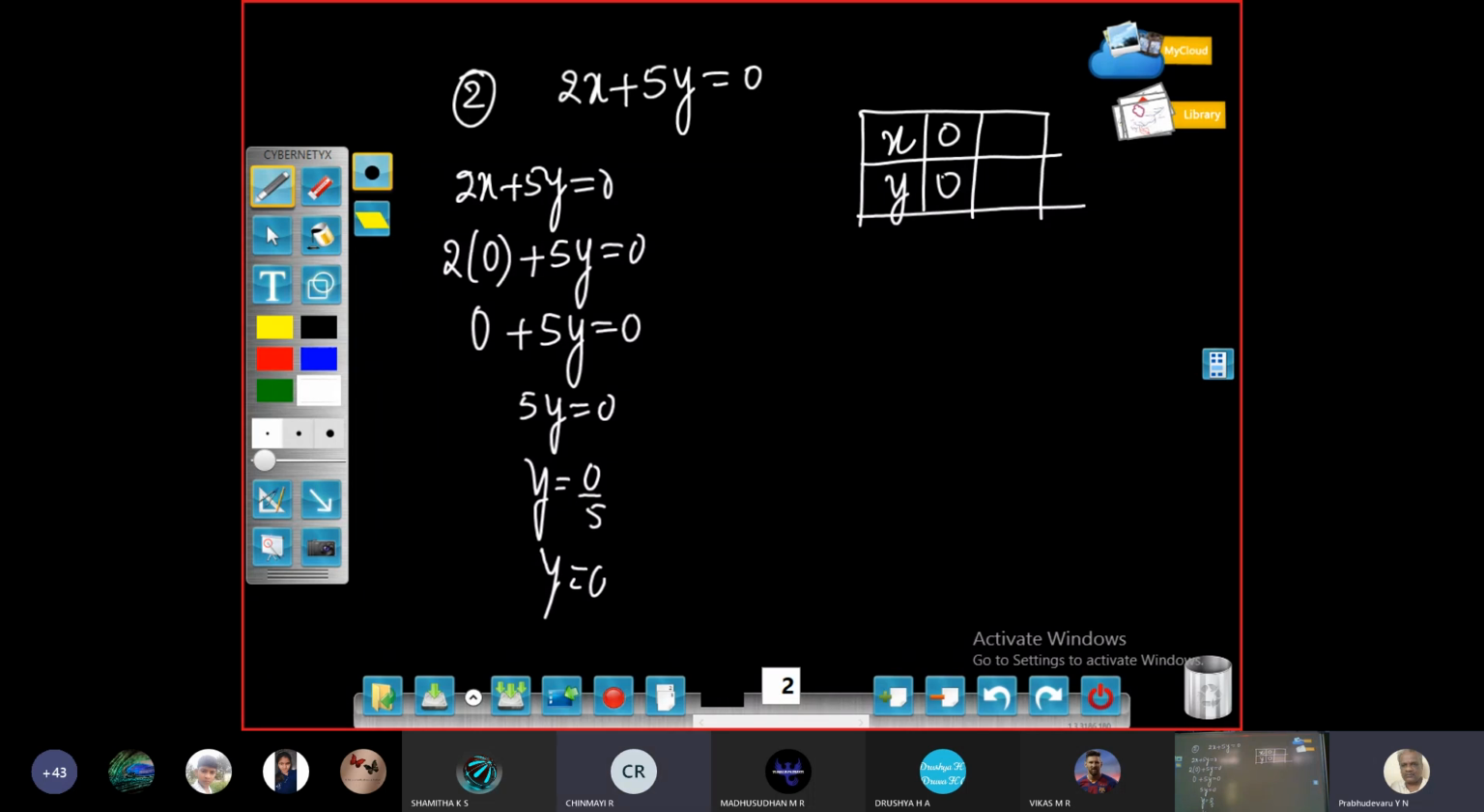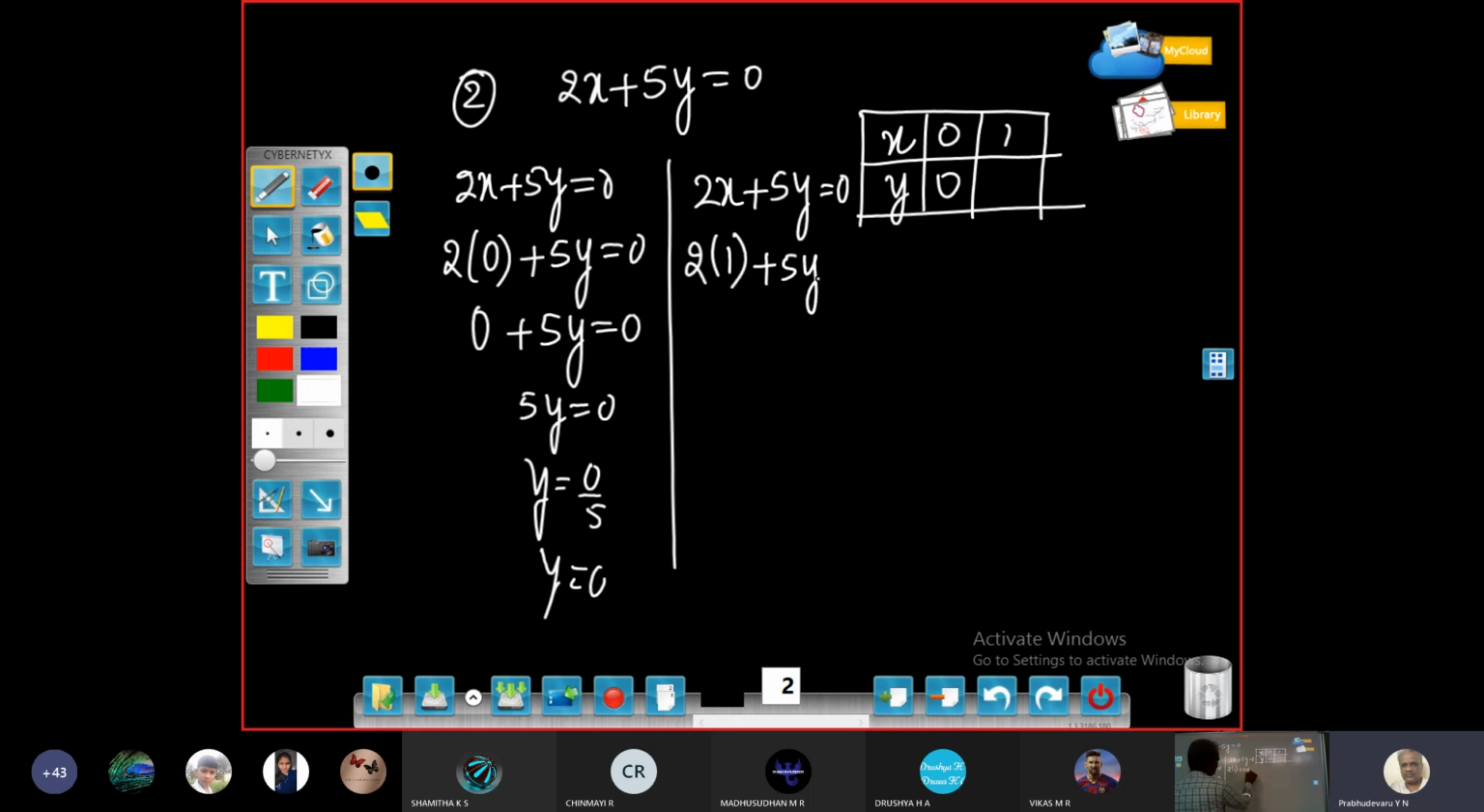Sir, x is equal to 1 and y is equal to minus 2 by 5. So you take x is equal to 1, right here in the first row 1. Now write down the equation again: 2x plus 5y is equal to 0. 2 into x value 1. Since I have taken x is equal to 1, write down in place of x as 1. So 2 plus 5y is equal to 0.